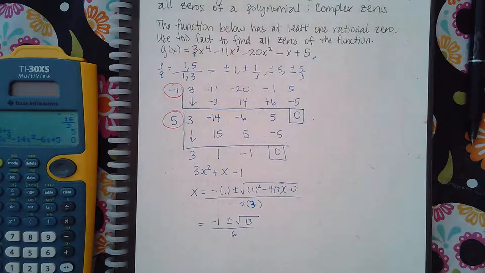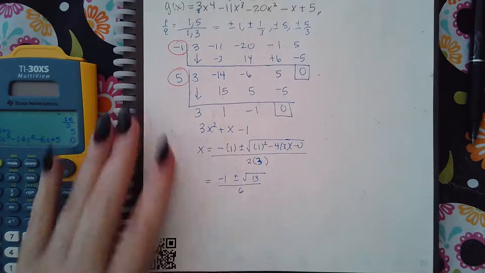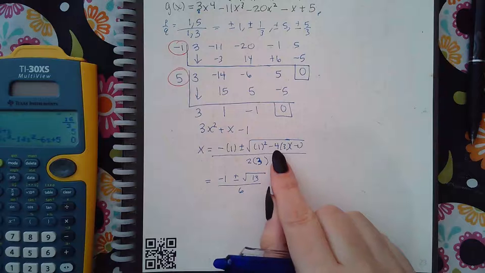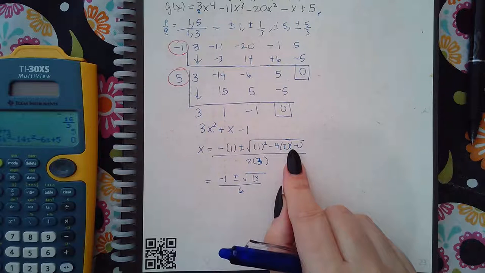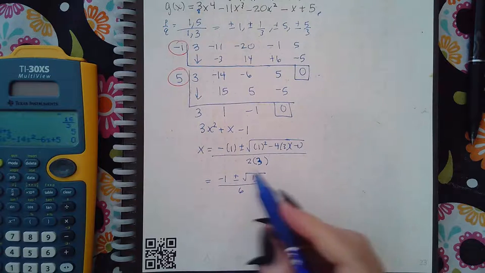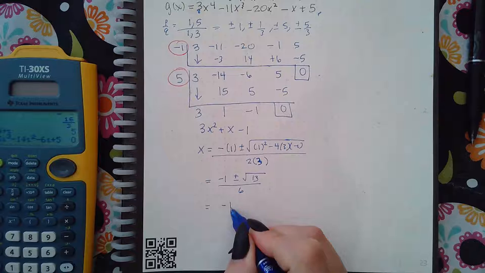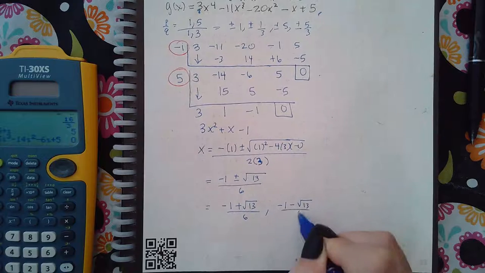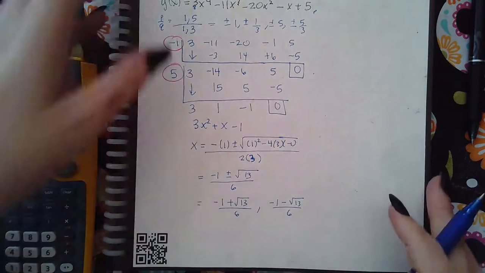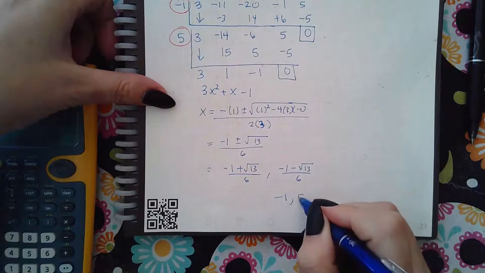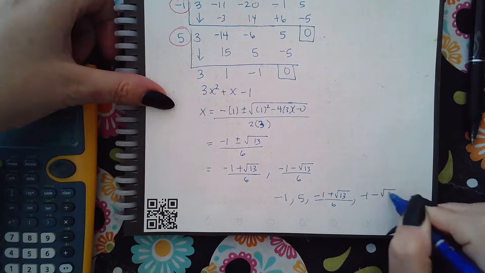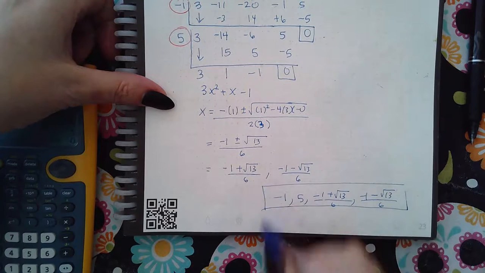Okay, so yeah. I thought I would have complex answers because it said complex, but maybe that means complex is a possibility. So I didn't get any imaginaries here. So negative b plus or minus the square root of b squared minus 4ac over 2a. So I get this. This cannot be simplified. So I have two answers: negative 1 plus square root of 13 over 6 and negative 1 minus square root of 13 over 6. So what is the complete answer? It's all 4: negative 1, 5, and then the weird looking ones, negative 1 plus square root of 13 over 6 and negative 1 minus square root of 13 over 6. So all 4 of these are the zeros.